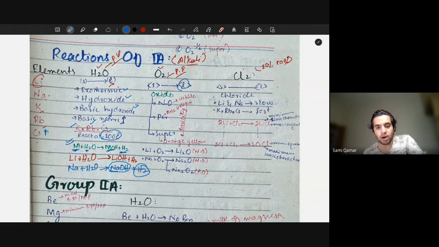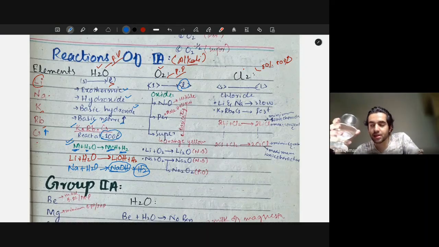Do you guys know about oxides? What are the three kinds of oxide? Do you have any idea about oxides? What are the three different oxidation states of oxygen that are possible? And all these are possible with these elements of alkali metals, right?